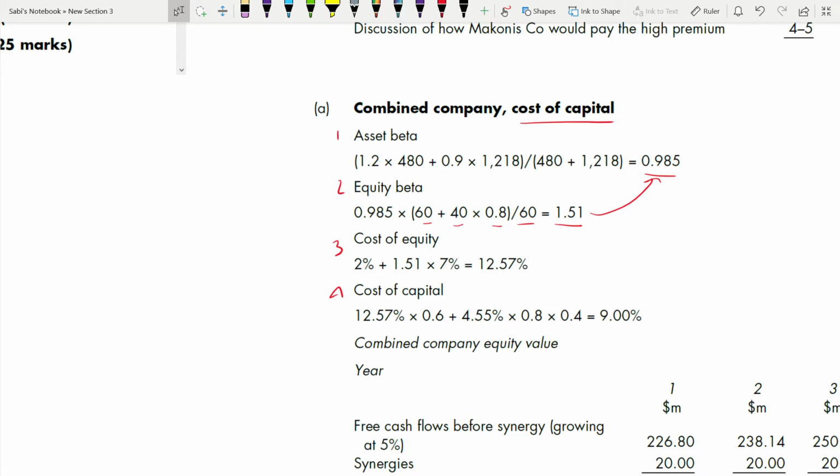Cost of equity, we have to use the CAPM, capital asset pricing model. Risk premium is 7% plus risk free rate, using that equity beta. This is your cost of equity. Now using that cost of equity, 12.5 into 0.6, because equity is 60, and the cost of debt has been given to you, into 0.8 after tax, and 0.4 because debt is 0.4, and 9% is your cost of capital.